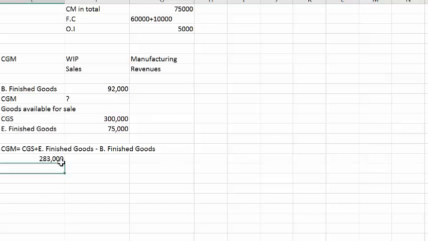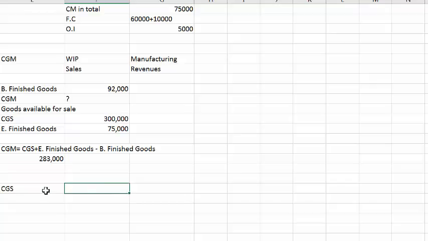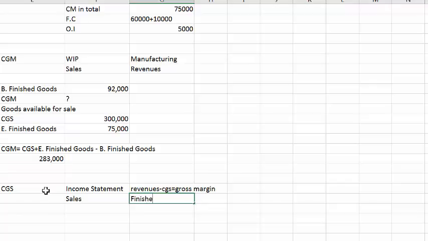Okay, similar analysis. If you look at CGS, there are two places you can find a CGS. Number one is income statement. Okay, so basically in income statement you can use revenues minus CGS to find the, we call it gross margin, right? The second place you can find a CGS is we're looking at the sales. So you have beginning and the ending balances of finished goods, and you have CGM and so on. These are the two places you can find a CGS.